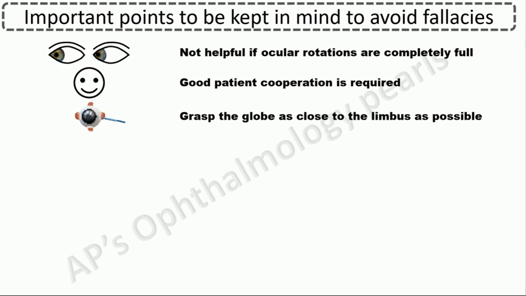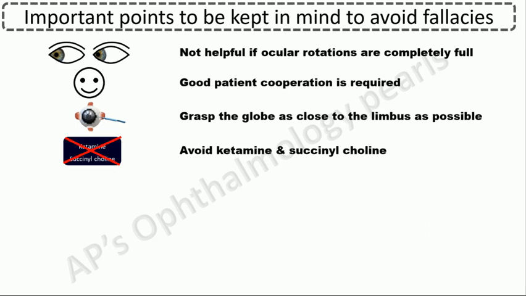It is necessary to grasp the globe as close to the limbus as possible, where the conjunctiva and Tenon's connective tissue join into one layer. If the globe is held more posteriorly, the conjunctiva may stretch and the force of the forceps will not effectively rotate the globe. If performing under anesthesia, avoid ketamine as it increases muscle tone.